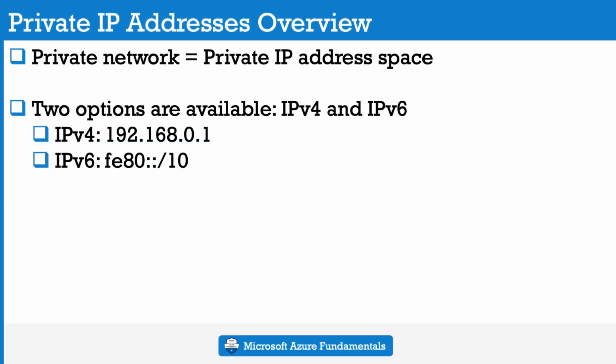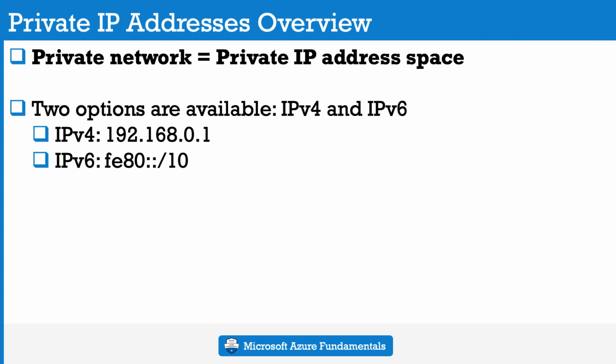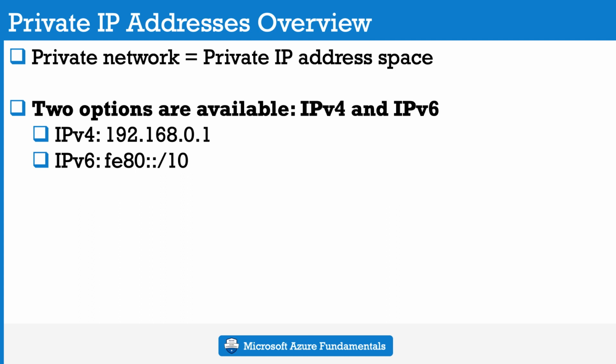In IP networking, a private network is a network that uses a private IP address space. There are two options or types available, IP version 4 or IPv4 and IP version 6 or IPv6. Both IPv4 and IPv6 specifications define private IP address ranges. These addresses are commonly used for local area networks or LANs in offices, enterprise environments, and our homes as well.